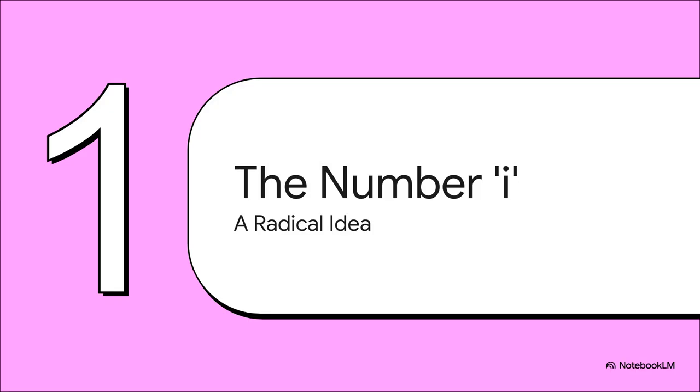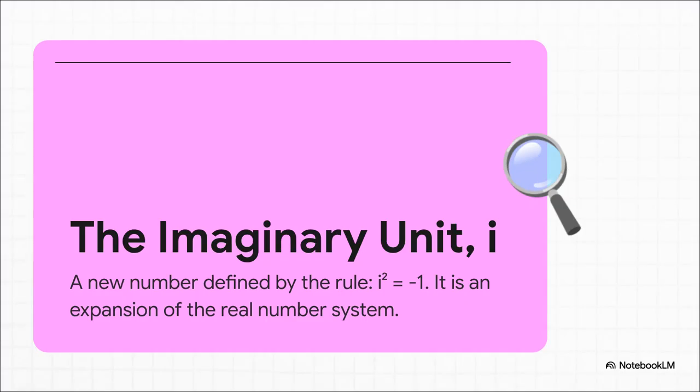So, you're at this dead end. How did mathematicians get past it? Well, they came up with a pretty radical what-if scenario. They basically invented a new number. They called it the imaginary unit, or just i, and its whole reason for being comes down to one simple but super powerful rule: i squared equals -1.